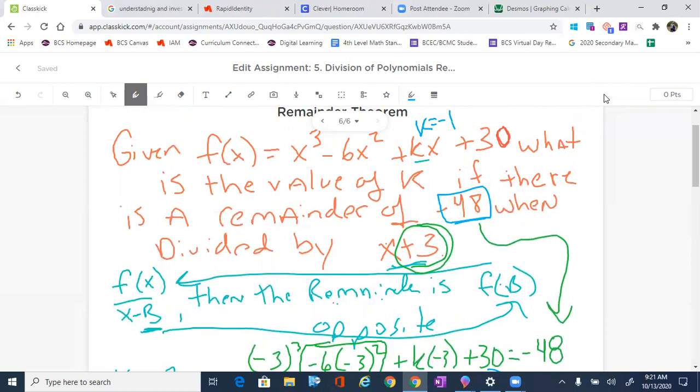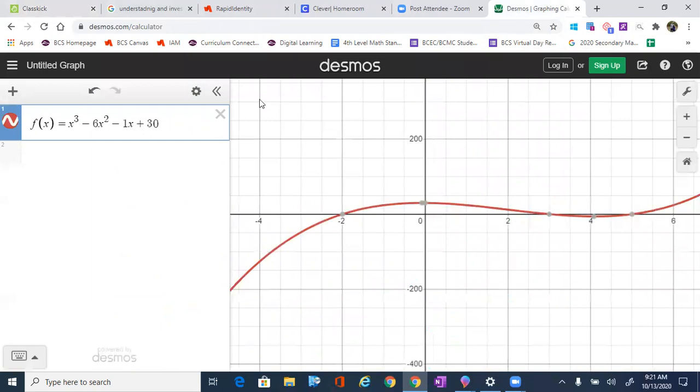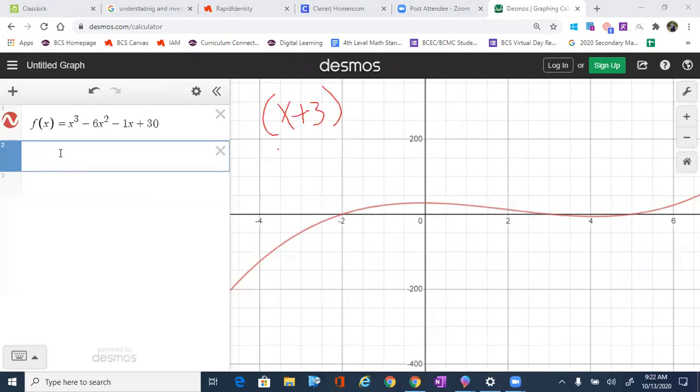Let's go ahead and check that in Desmos real quick, though, because that's going to be our most important thing to do. So we come over here and we plug it in. And as you can see, I've gone ahead and plugged that in. Okay, and what I'm going to do now is find f. We divided by x plus 3. So using the remainder theorem, x plus 3, which means we need to find the value when x is -3. So we come over here into Desmos and we type in f of -3 and check it out. It gives us a value of -48.